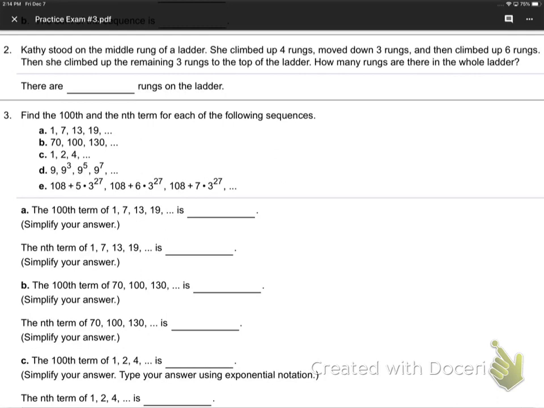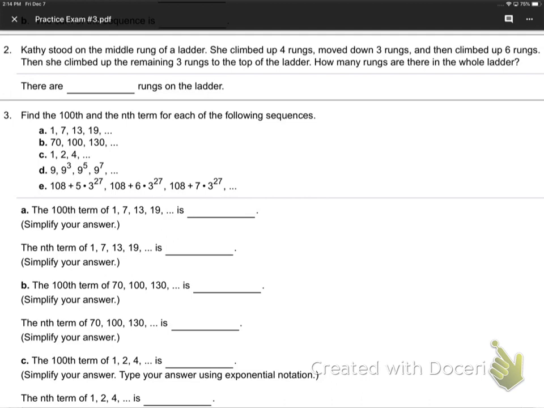Kathy stood on the middle rung of the ladder. She climbed up 4 rungs, moved down 3, climbed up 6, and she climbed up the remaining 3 to the top. How many rungs in the whole ladder? It's really just about writing it out.